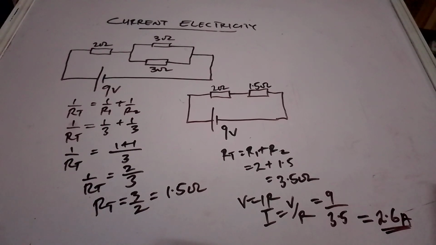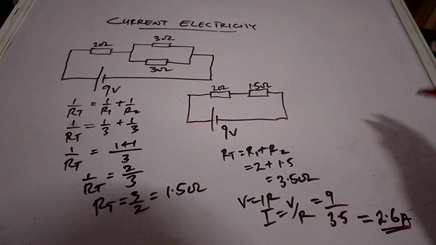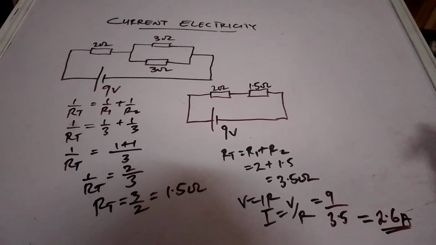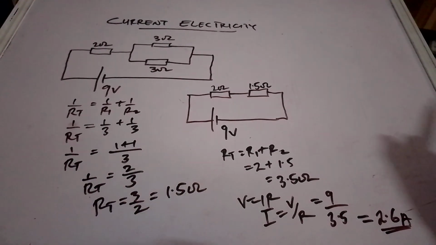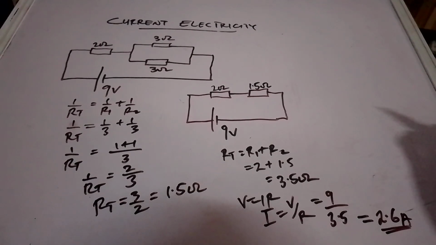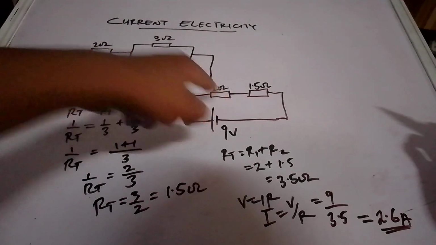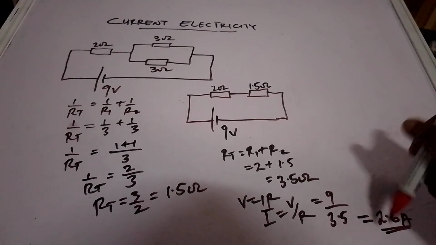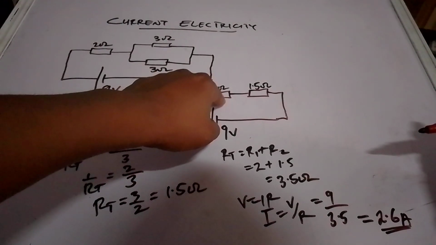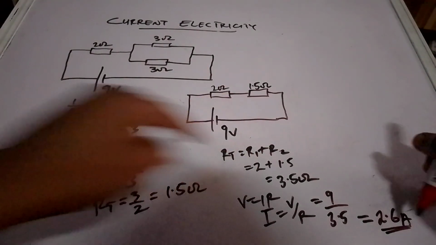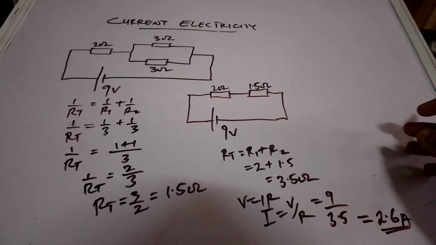Remember, we approximated the value to 2.6 ampere. It's actually 2.57 decimal, so I just approximate it like that. So the next thing is, this is the total current in the circuit. So what is now going to be the current across 2 ohms? It's straightforward. The current across these 2 ohms is known already. It's going to be 2.6.